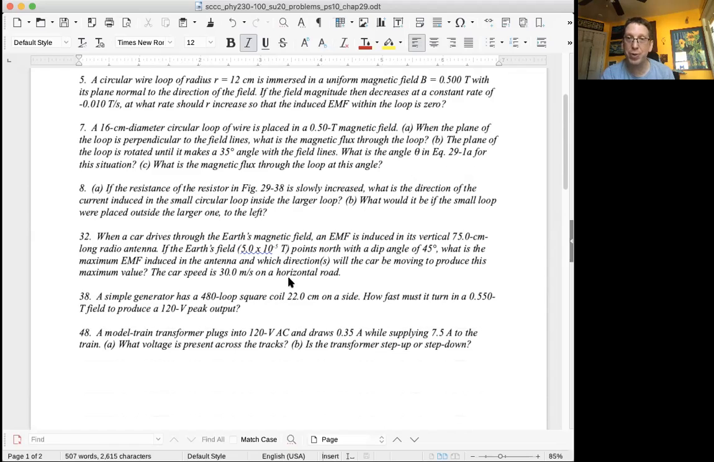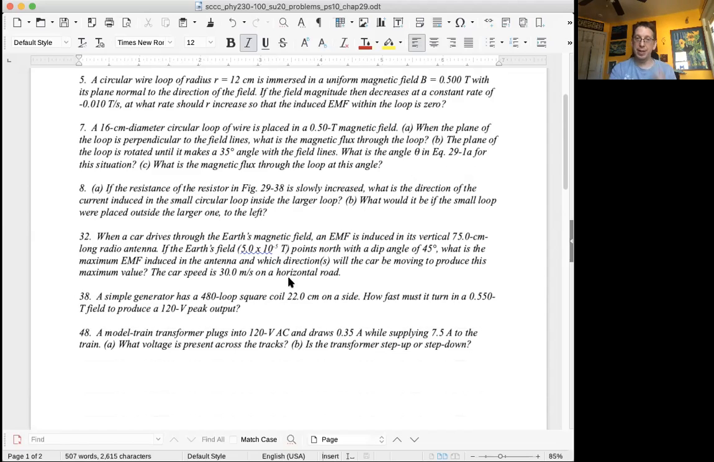So it could have X components, it could have Y components. And you're asked to figure out how the EMF is maximized and which direction the car would need to go for the EMF to be maximized.